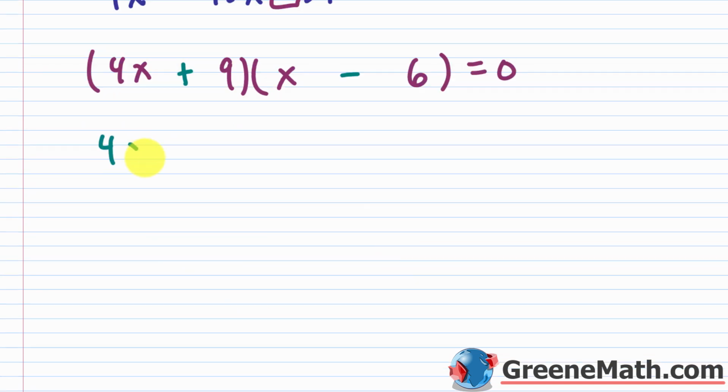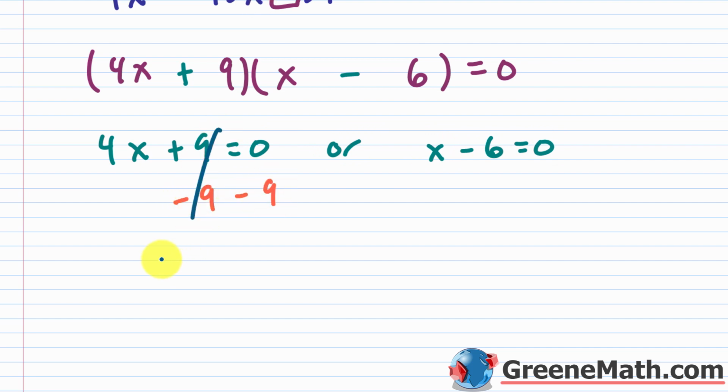Okay, so let's say that 4x plus 9 is equal to 0, or let's say that x minus 6 is equal to 0. And what I'll do here is subtract 9 away from each side. We'll cancel this away and say 4x is equal to negative 9. Let's divide both sides of the equation by 4.